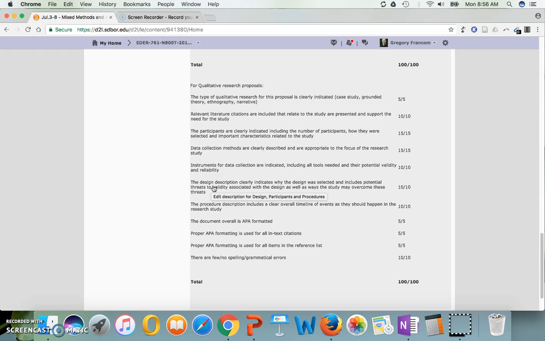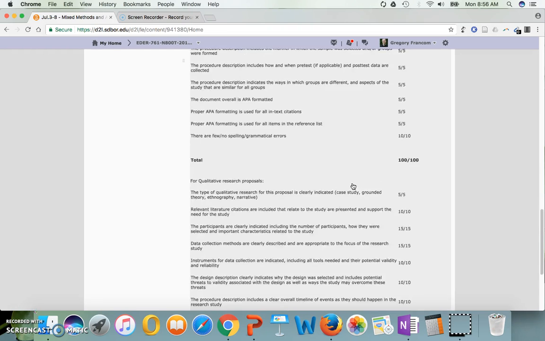Any potential threats. For both of them, you have to explain what are potential threats to validity associated with the design, as well as ways the study may overcome these threats. In other words, how will the instruments actually measure what they're intended to measure, and what are potential ways that they might not? So you have to be honest about that and then discuss what that is.